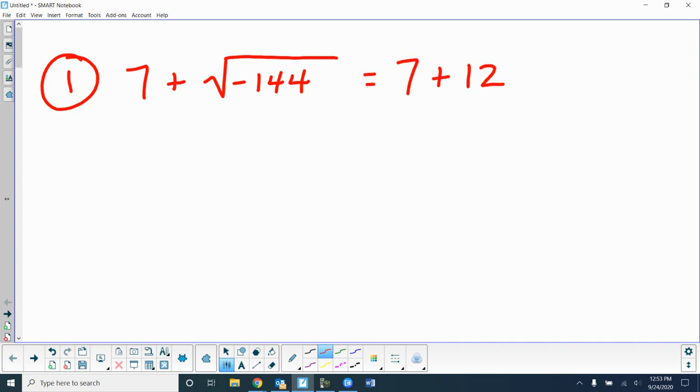And then since it's negative, we also can make the answer i. And then our radical sign is gone. And then that's it. We can't add those two because they're not like terms. So just leave it: 7 plus 12i.